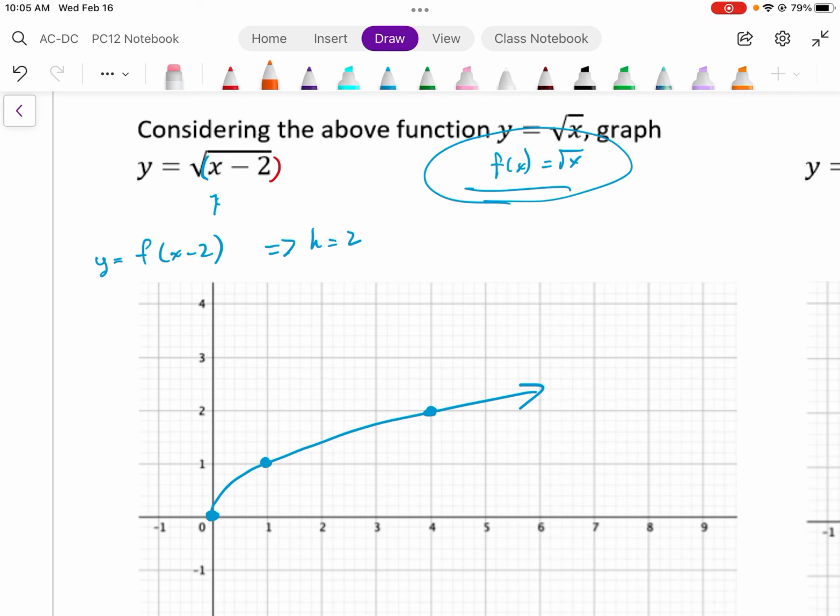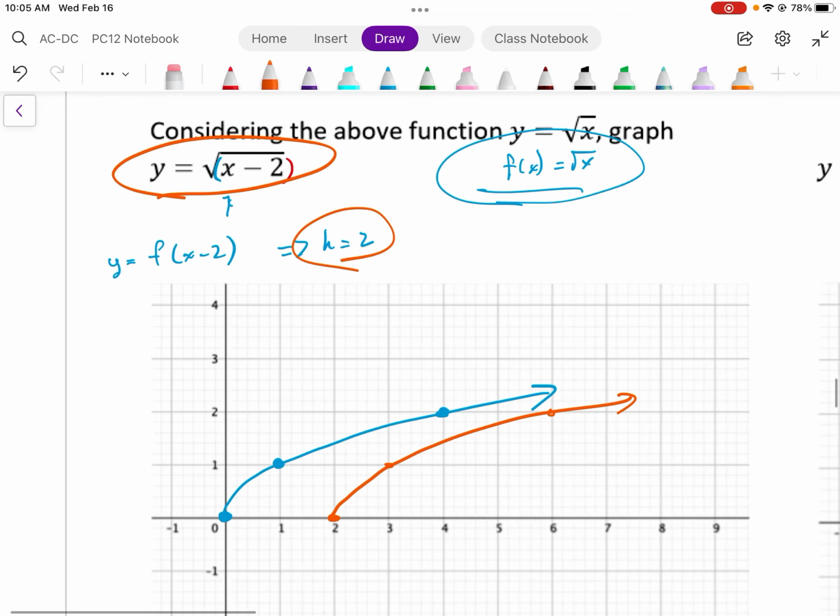What I'm going to do is graph the function, but I'm going to shift it over 2 units to the right. And that is my function, y is equal to the square root of x minus 2. Must you do this? No, you can graph this off the top of your head, but you're going to have to require some skill to get there.